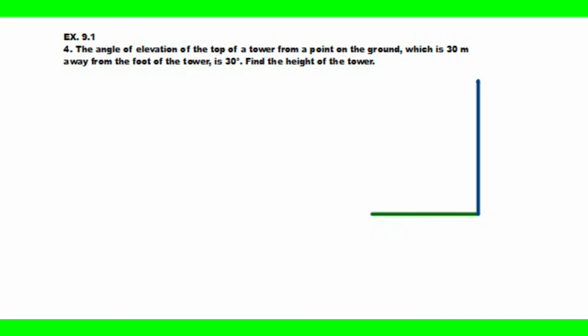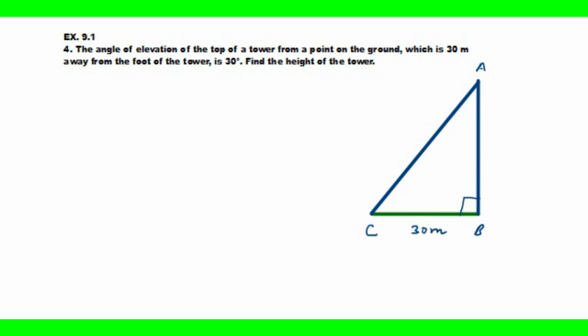So first we draw the line of sight, how it will see from this point to the top. Now you can name the points: this is A, this point is B, AB is the tower, and this angle is automatically 90 degree on the ground, and this point is C. Point C is the place from where it is observed. This length BC is the given 30 meter.